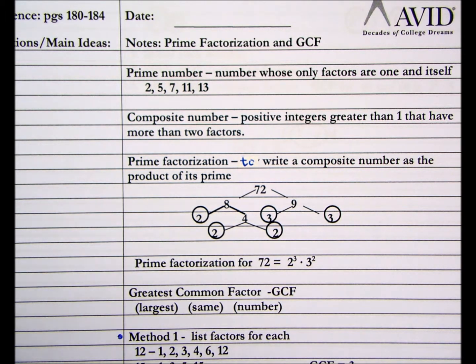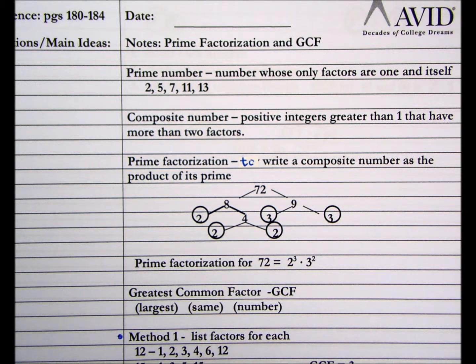This lesson is on prime factorization and the greatest common factor. And it's a rather long set of notes, so you might want to get an extra sheet of paper ready to make your flip page. You should pause right now and get that. Your reference pages are pages 180 to 184 in the book.